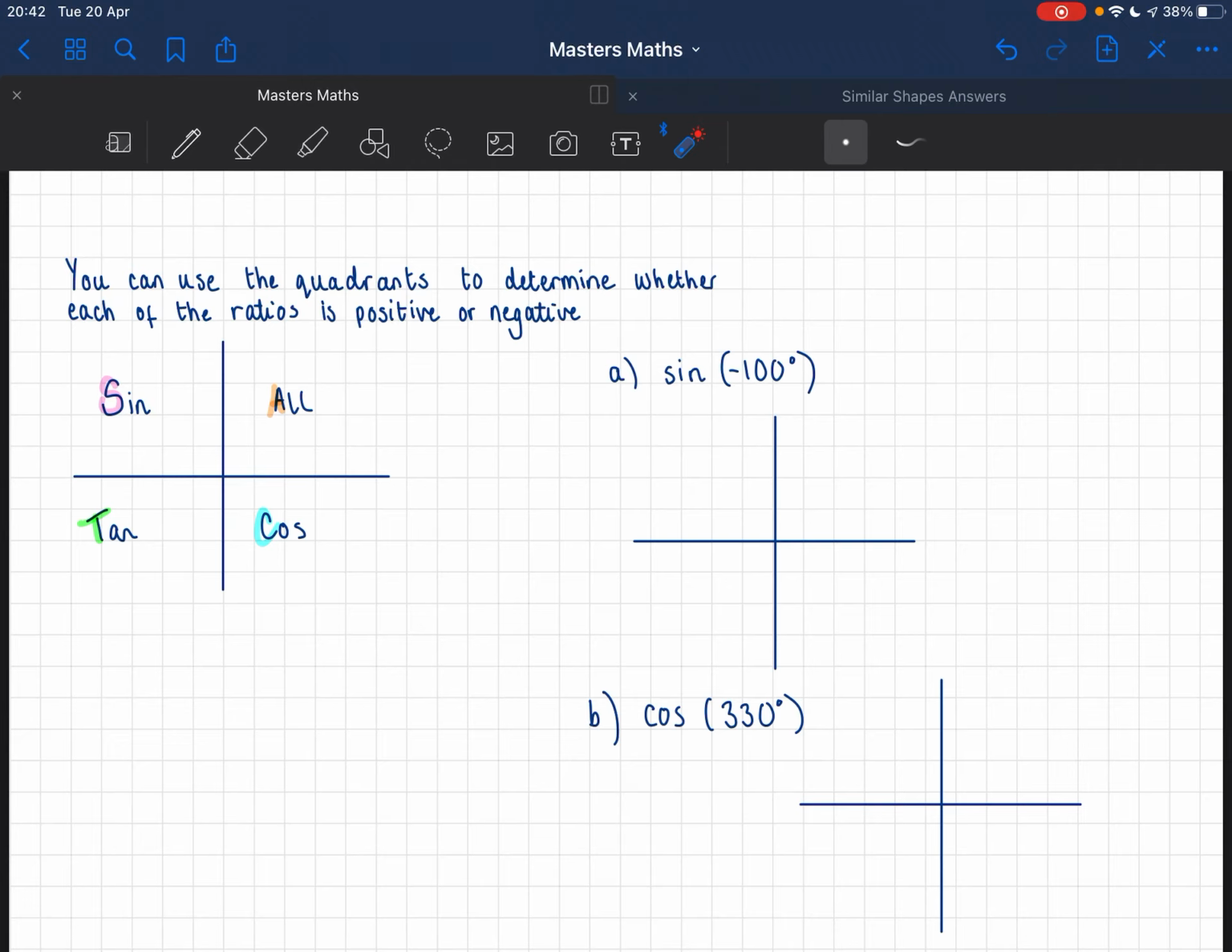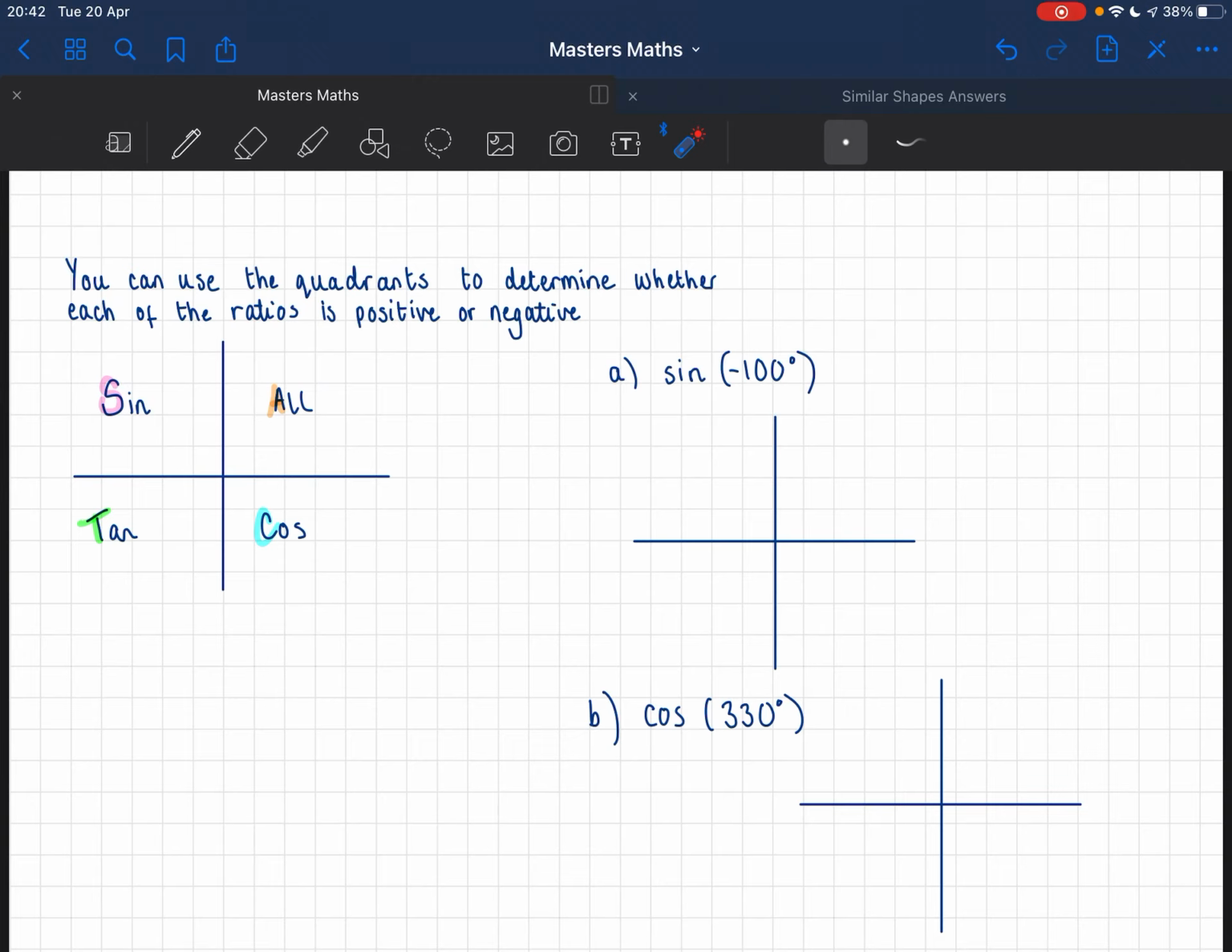It's kind of like, what's the word I'm looking for? It's kind of like using vertically opposite angles, and using some angle rules. But we can use that to find an acute angle to express each of these ratios in. So we're going to change sin negative 100 into an acute angle.